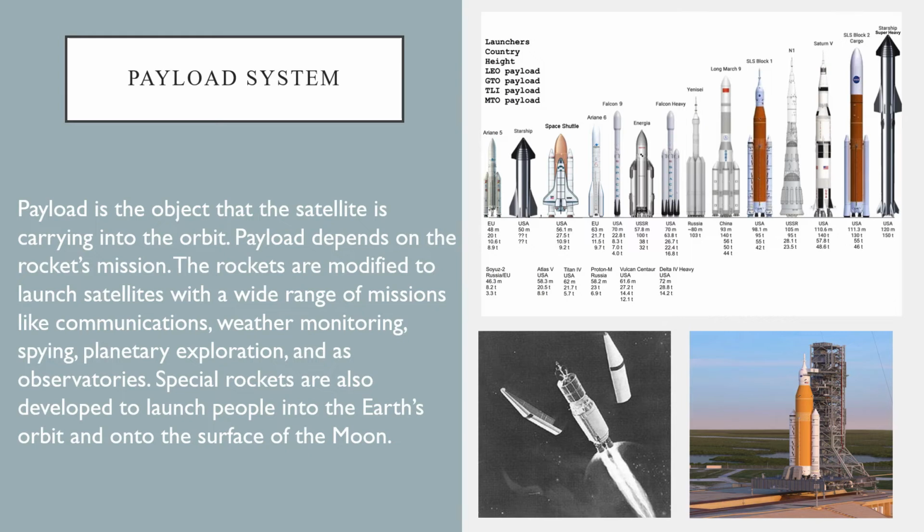Next one is payload system. Payload is the object that the satellite is carrying into the orbit. Payload depends on the rocket's mission. The rockets are modified to launch satellites with a wide range of missions like communications, weather monitoring, spying, planetary exploration, and as observatories. Special rockets are also developed to launch people into the Earth's orbit and onto the surface of the Moon.